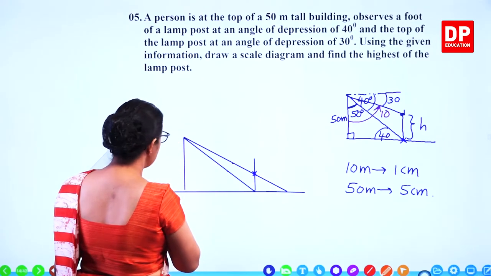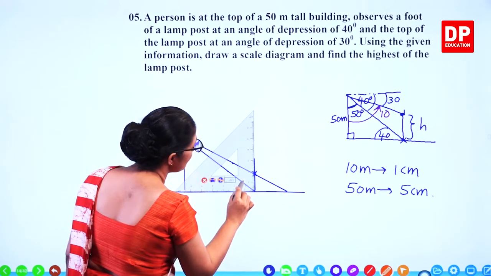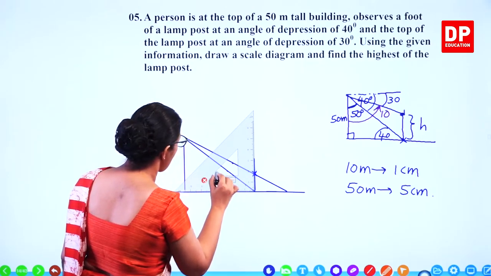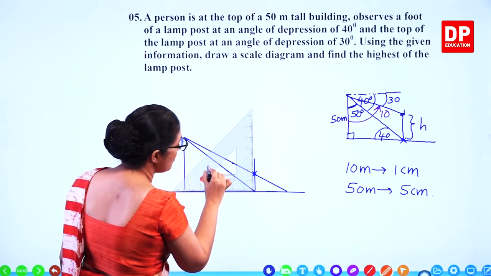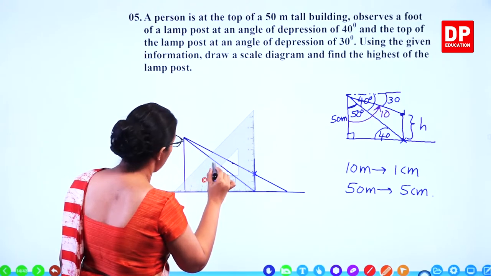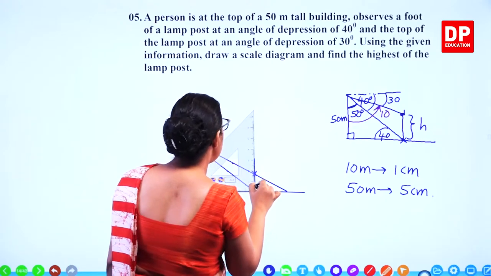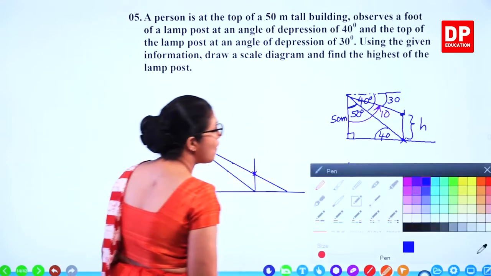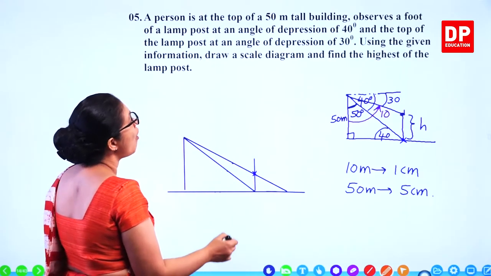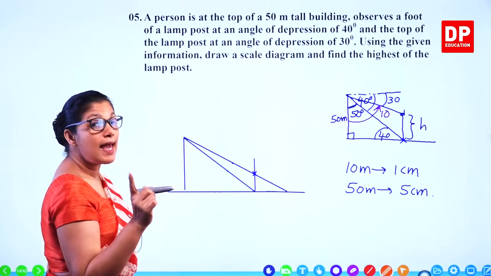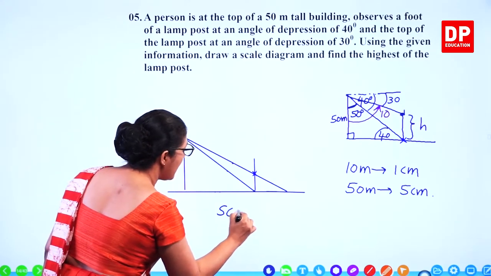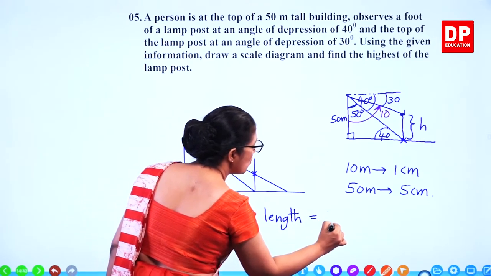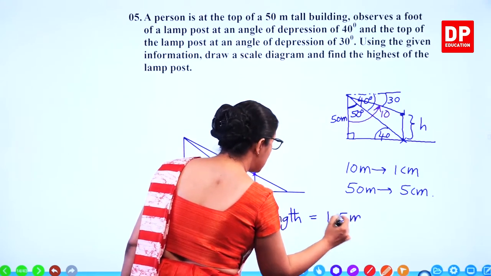Now we have to measure and see. That's like 1.5. So we get 1.5 is the height of the lamppost. That's the scale length. Scale length is equal to 1.5 centimeters.